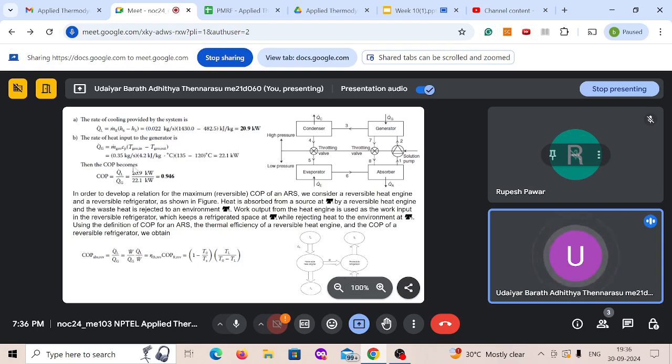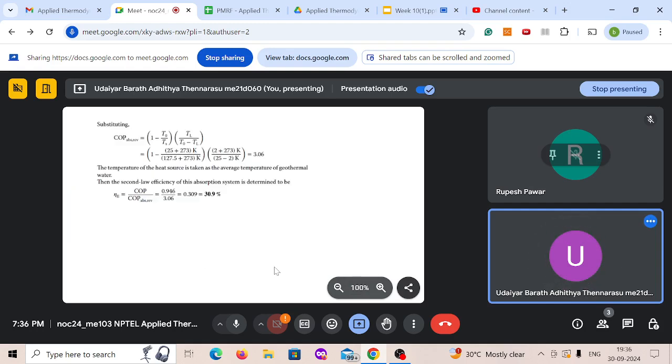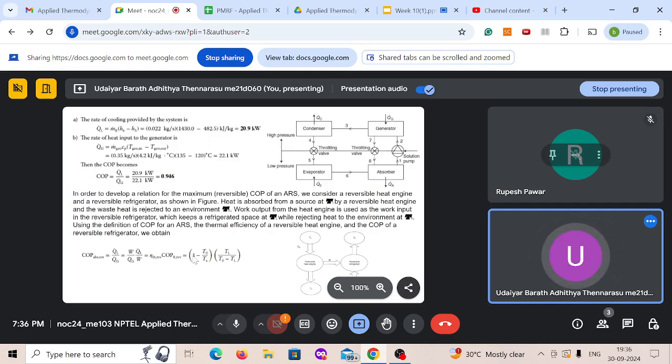Then the COP becomes QL by QG, so that comes out to be 0.946. So this is desired by the input. Desired is your cooling load in the evaporator, and the input is your generator, so QL by QG. That COP is 0.946. If you see, this is equivalent to running a heat engine and a refrigerator, which we talked about in the start. So that will come out to be 1 minus T naught by Ts into TL by T naught minus TL.